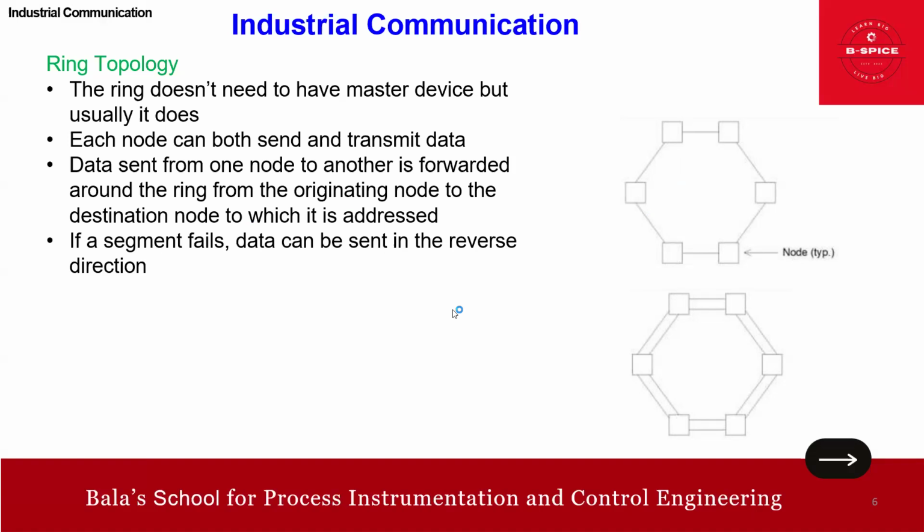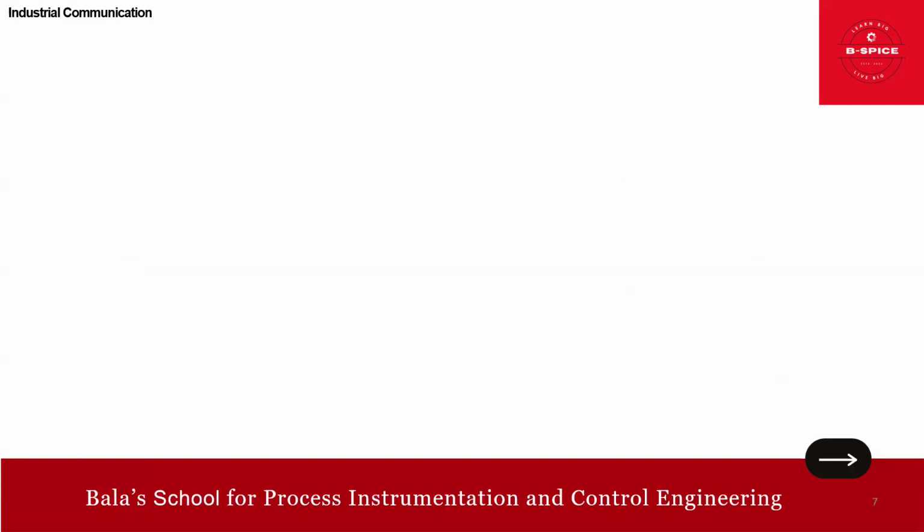If a segment fails, the data can be sent in the reverse direction. So the double ring, this is another typical, provides enhanced reliability. So this is about the ring topology. Now we go into the OSI model.